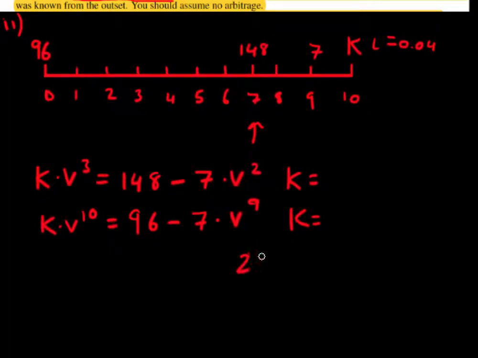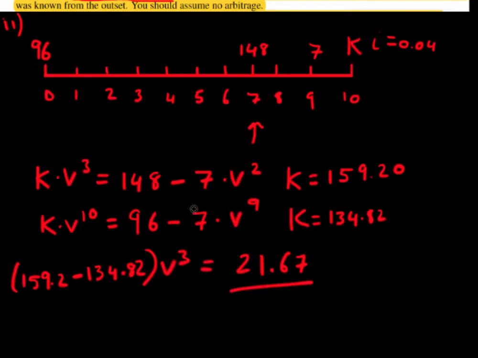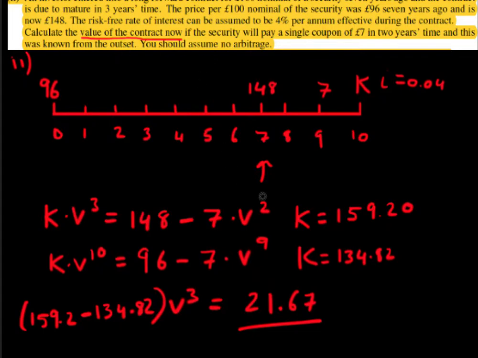So 21.67, and this amount over here I think was 159.20. This one over here was 134.82 if I remember correctly. So then that difference there, I'll just write it down, 134.82, and that whole thing discounted back 3 years. So this is the answer, and that's the value of the contract today. So thanks for watching, and please ask if you have any questions.